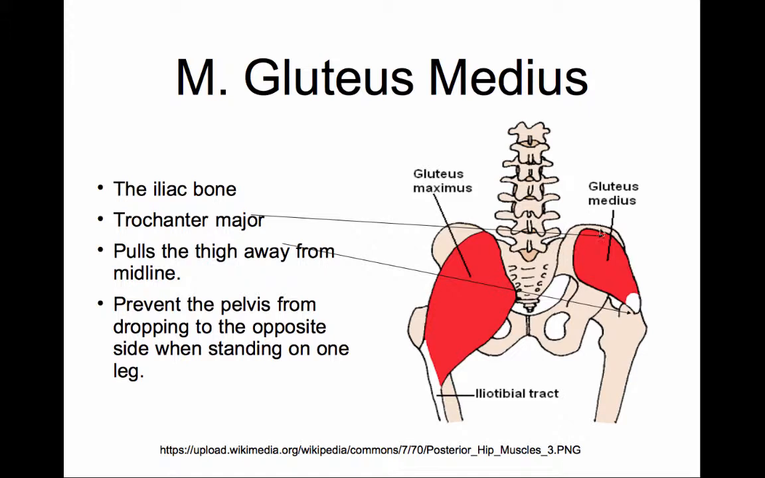Gluteus medius is on the iliac bone, just under the edge here, the crista iliaca, and the insertion is on the trochanter major. Trochanter major is just insertions all over the place. You can always massage the whole thing here, and it should be pain-free when you are ready. This muscle prevents the pelvis from dropping to the opposite side when standing on one leg and pulls the thigh away from the midline.